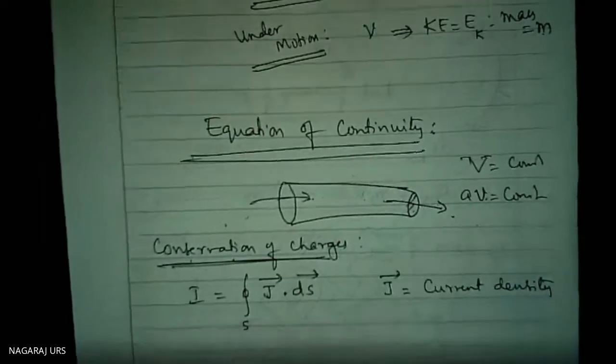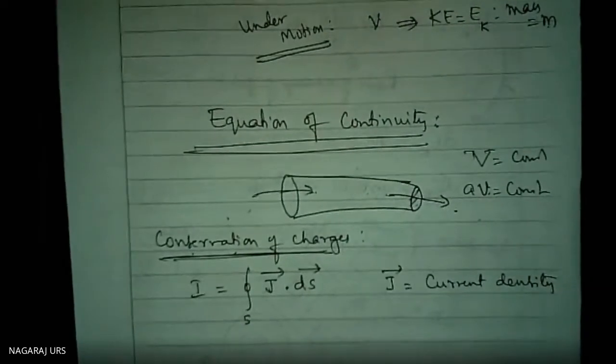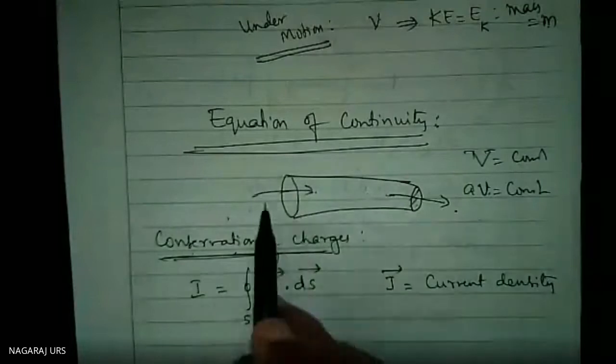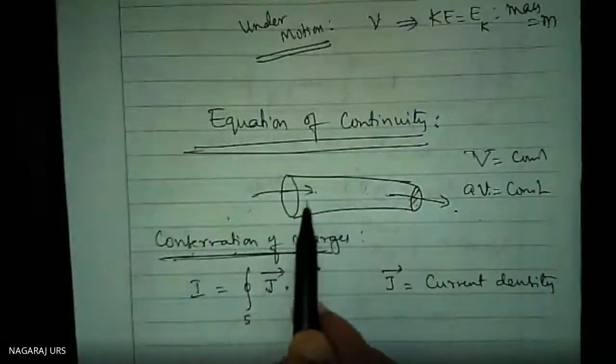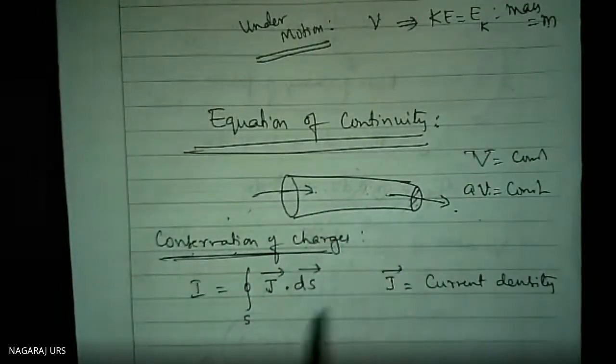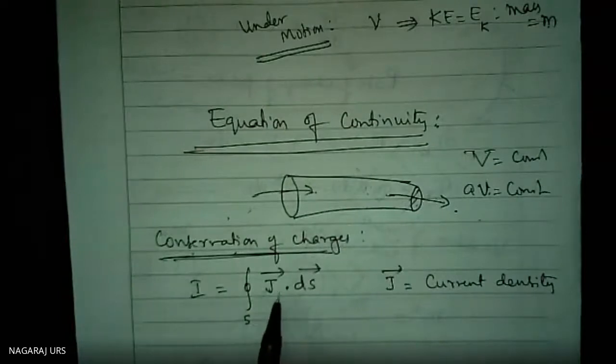Derivation already started. I is equal to the closed surface integral of J dot ds. That is, I is the current flowing outward through a closed surface. The total electric current is given by this formula.